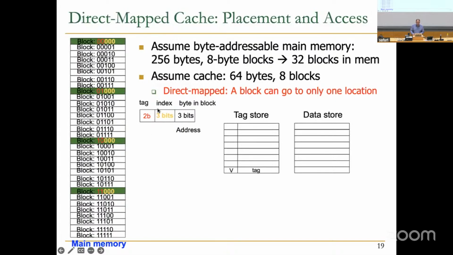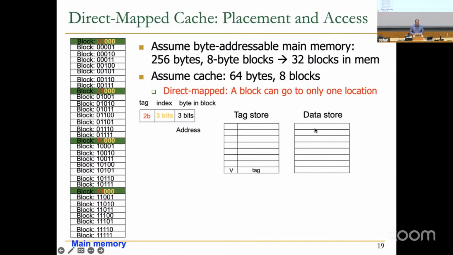So this is how you use your address in order to access your cache. This is very similar to our example in the previous slide. Your address is 8 bits. You know that your block is 8 bytes. So essentially you need to use the first 3 least significant bits to point to a specific byte in that block. That's the usage for the first 3 bits.